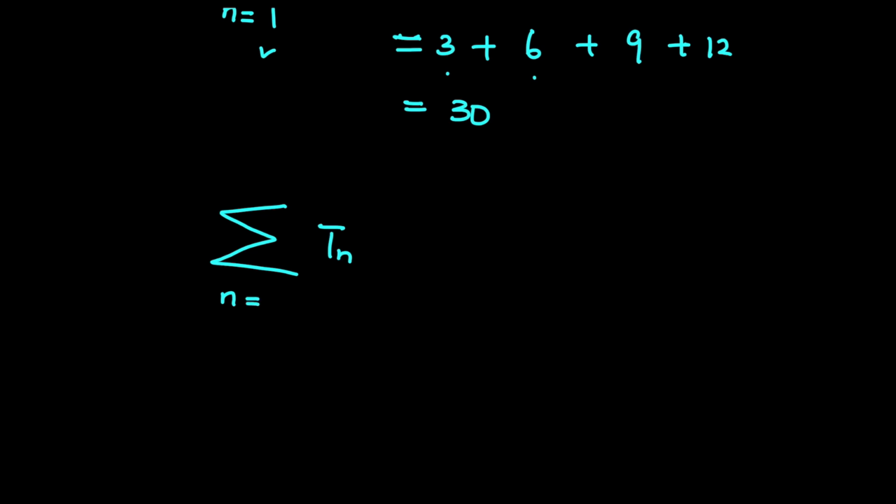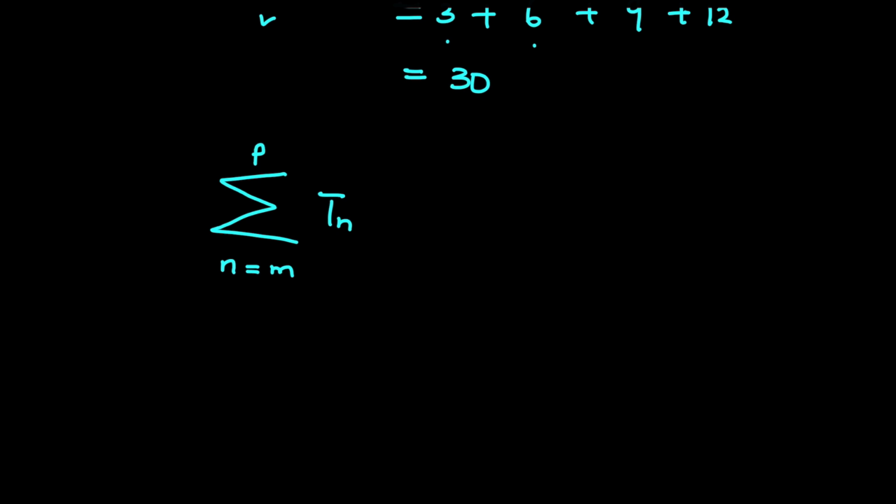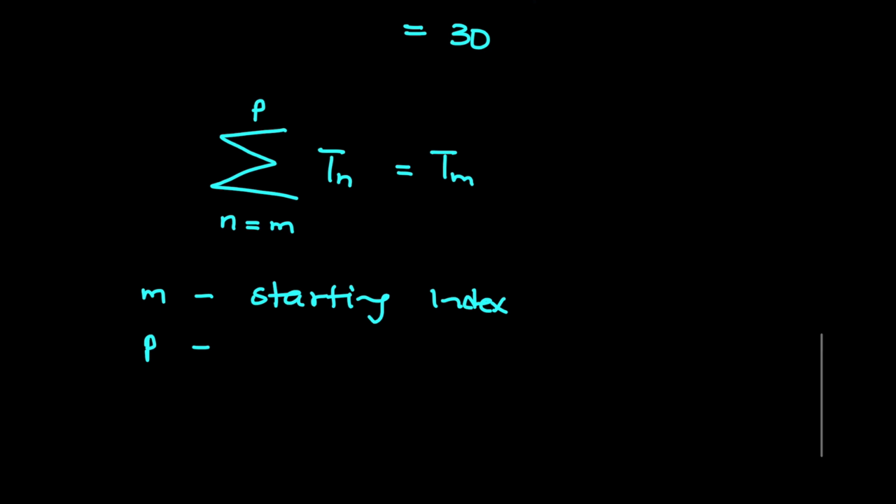Let's say n equals, I don't know, m until, let's say, p. So now, what does this mean? m is the starting index. That is where we start. This expression is going to be T_m. So we are starting from m, we are going to substitute m. And then p is going to be the end index, right? The end index.